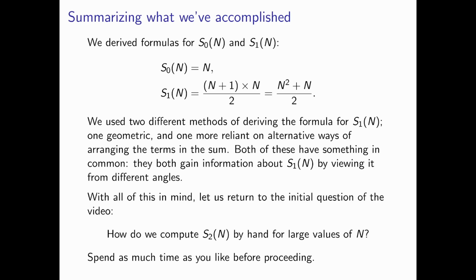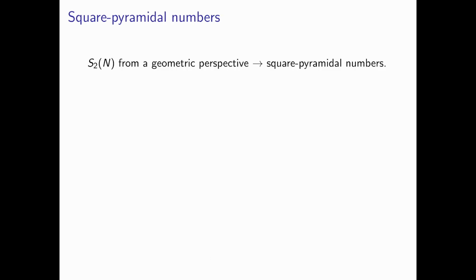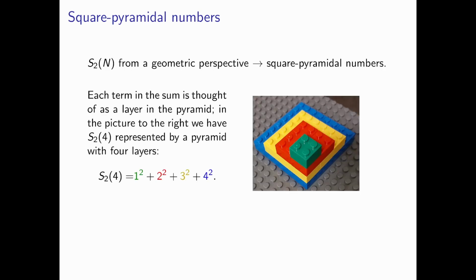From this point on, I will start talking about how we actually go about solving this problem. And the first thing I want to do is to talk about how we can interpret s of 2 of n geometrically. So for s of 1 of n, we got to the notion of triangular numbers, and the corresponding notion for s of 2 of n will be square-pyramidal numbers. And that is because we can represent these numbers by pyramids with a square base in the following manner.